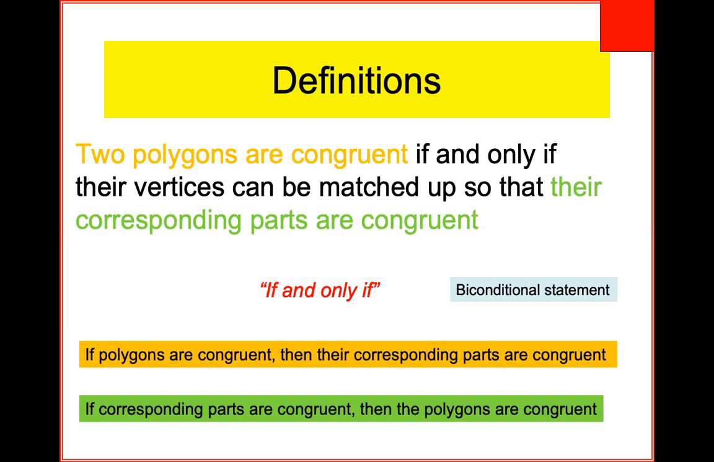So if you had a 100-gon, as long as it's regular, you'd have to show, let's see, 100 times 2, 200 different parts are congruent to 200 different parts.